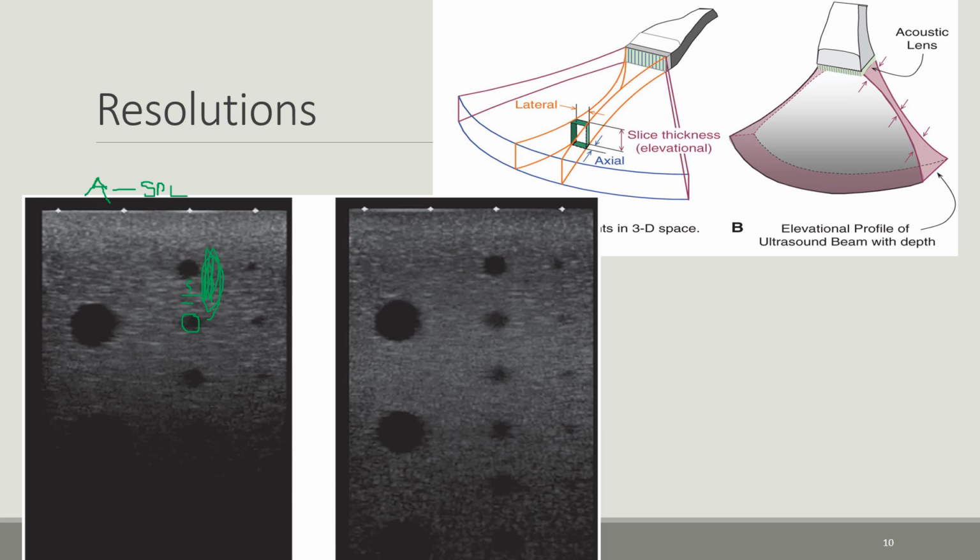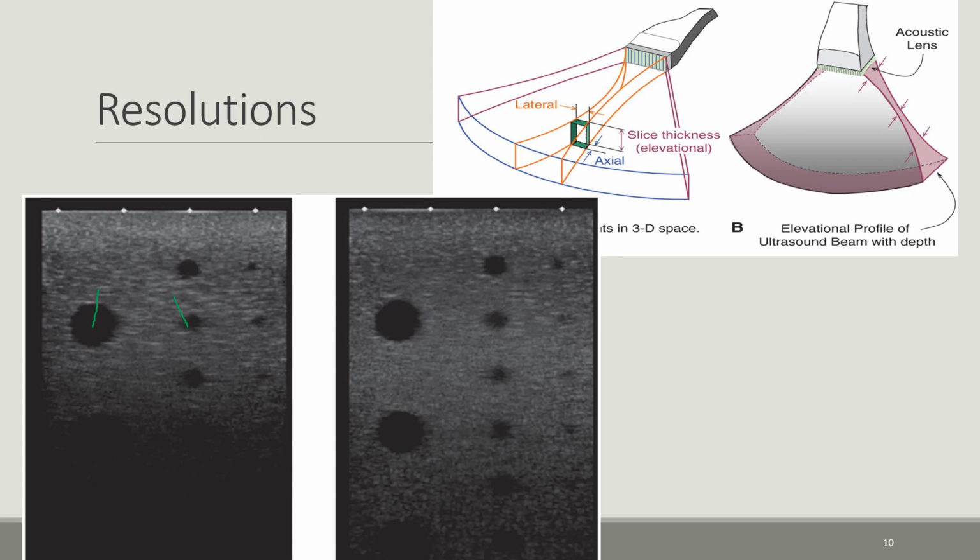Okay. All right, so that's our axial resolution, controlled entirely by spatial pulse length, and our spatial pulse length is controlled mainly by our frequency. So improve axial resolution by increasing frequency and decreasing spatial pulse length. Now, another important type of resolution is our lateral resolution. Lateral resolution is the assessment of the system's ability to demonstrate two items side by side.